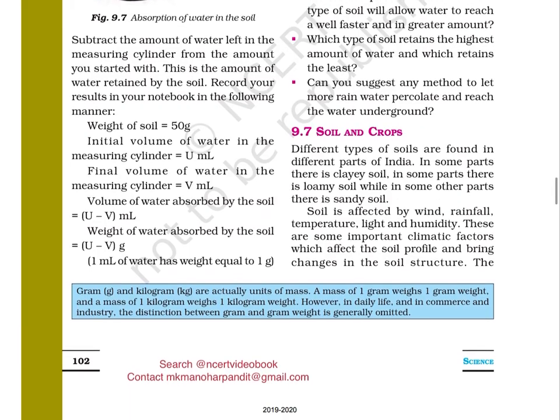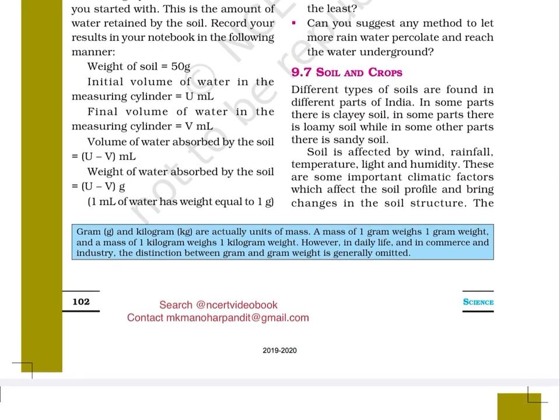9.7. Soil and crops. Different types of soils are found in different parts of India. In some parts, there is clayey soil. In some parts, there is loamy soil, while in some other parts, there is sandy soil. Soil is affected by wind, rainfall, temperature, light, and humidity. These are some important climatic factors which affect the soil profile and bring changes in the soil structure.